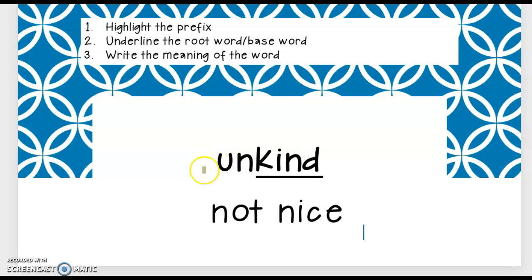So it says highlight the prefix. Well, we're going to highlight un. Here we go. It's my special highlighter. Un. And the word, of course, is unkind. So make sure you say unkind. You're highlighting the prefix un. You're underlining the base word, which is kind. And then you're writing not nice, because unkind means not nice or not kind.